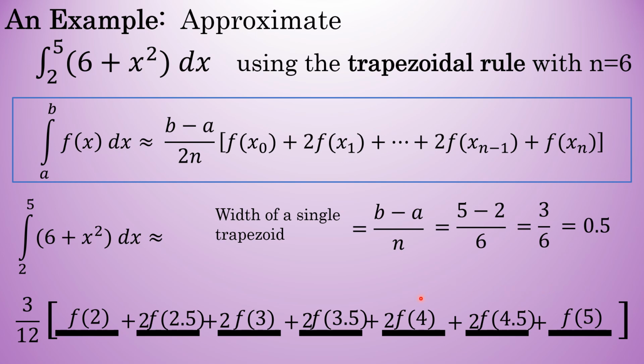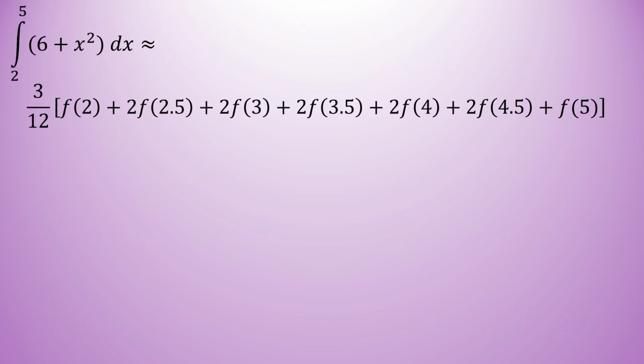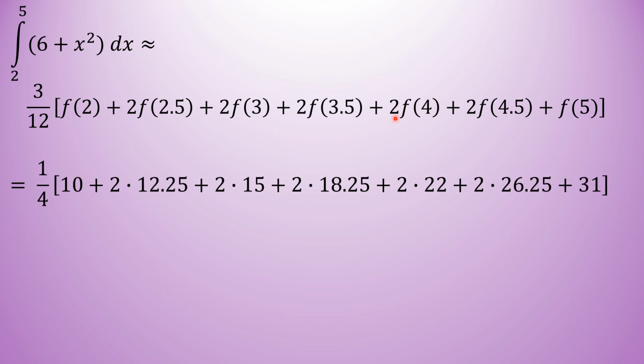Now we have to do some computations to get to our answer. In my opinion, at this point, the hard work is done. We're just left with basically some arithmetic to determine our approximation using the trapezoidal rule. We'll have to carefully evaluate f of 2, f of 2.5, f of 3, and so on. Evaluating the function, f of 2 is 10, since 2 squared plus 6 is 10, and f of 2.5 is 12.25. You see the results of f of 3, f of 3.5, and the other function values on the screen.